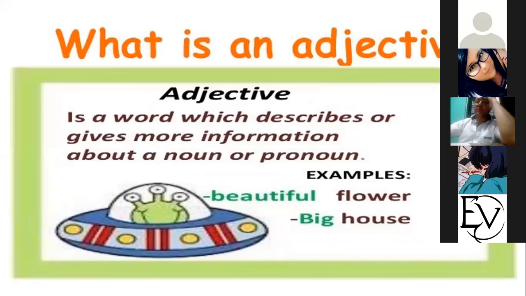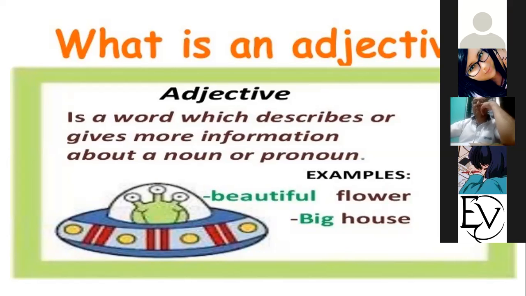So what is an adjective? An adjective is a word which describes or gives more information about a noun or pronoun. Examples: beautiful, big, a beautiful flower, or big house. Okay. In the first case, which is the adjective? The adjective is beautiful. Okay. And in the second case? Big. Very good, thank you.